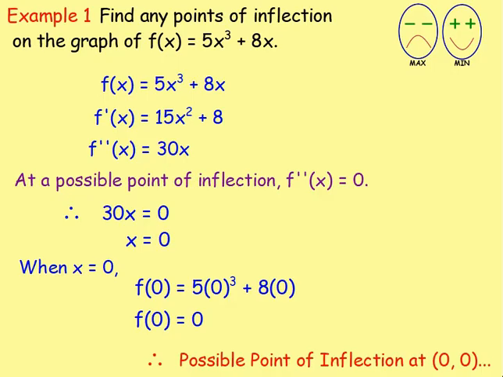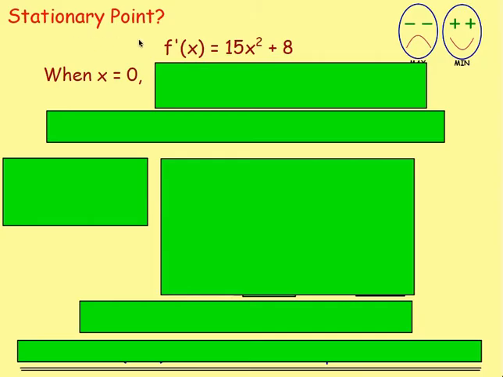Why am I saying a possible point of inflection? Well, just remember that just because that second derivative equals 0, it doesn't necessarily mean it has to be a point of inflection. It could still be a maximum or a minimum. So let's test for that, and the way we test for it is to test the concavity. But before that, let's test if it's a stationary point, because if we find it's a stationary point, then it could be a maximum or a minimum or a point of inflection. So is it a stationary point?